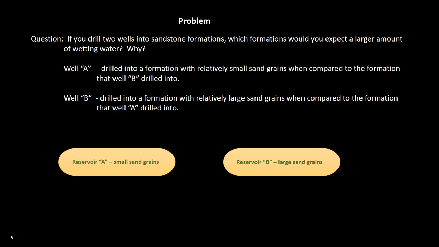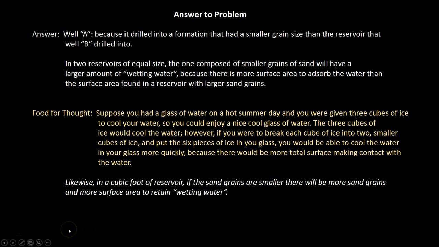Think about it for a second. Let's look at the answer. Well, here's the answer to the problem. The answer is well A would have more wetting water. Why? Because it is drilled into a formation that has smaller sand grain size than the reservoir that well B drilled into. If 2 reservoirs of equal size, the one composed of smaller grains of sand will have larger amounts of wetting water because there is more surface area to adsorb the water than the surface area found in a reservoir with larger sand grains.